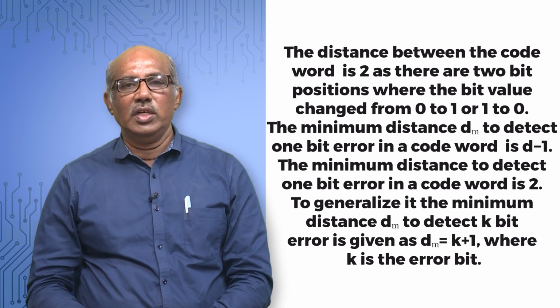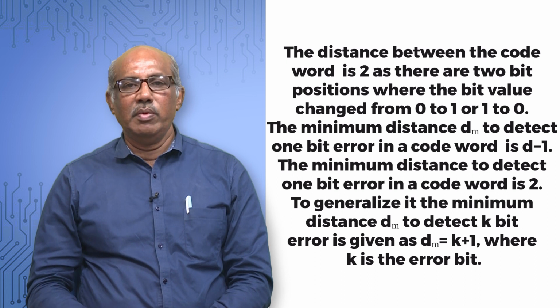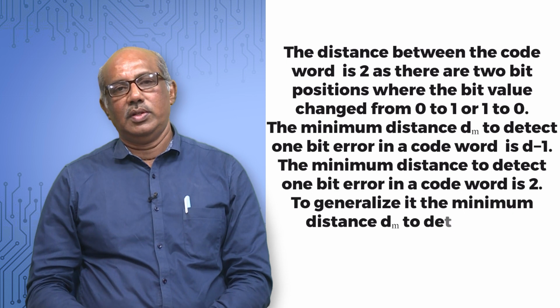The minimum distance d_m to detect 1 bit error in a code word is 2. To generalize it, the minimum distance d_m, which I represent as d with subscript m, is equal to k plus 1, where k is the number of error bits.